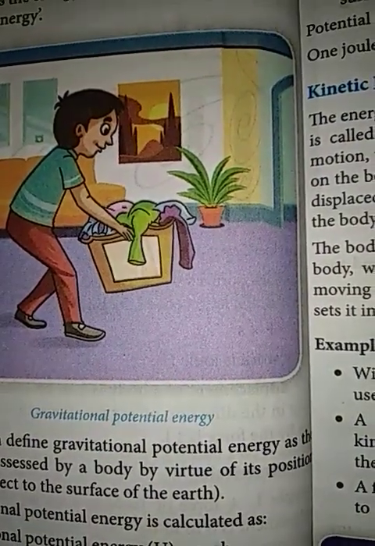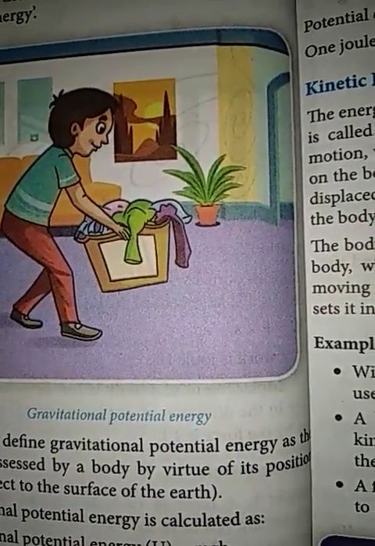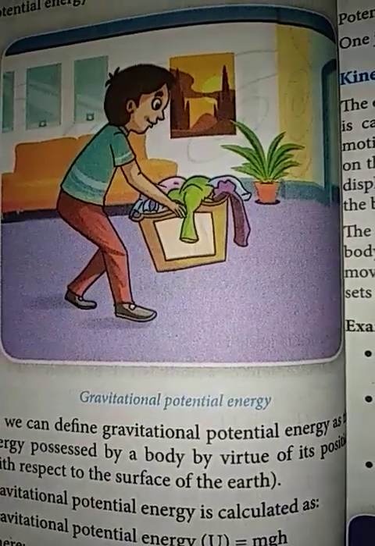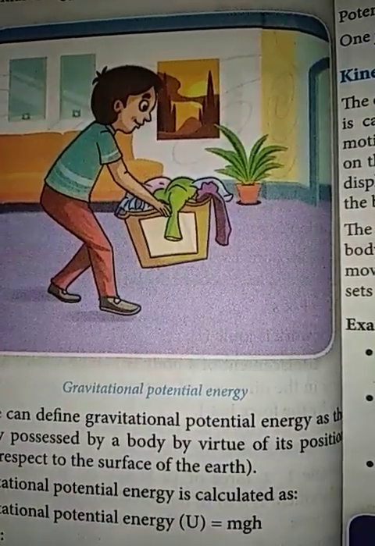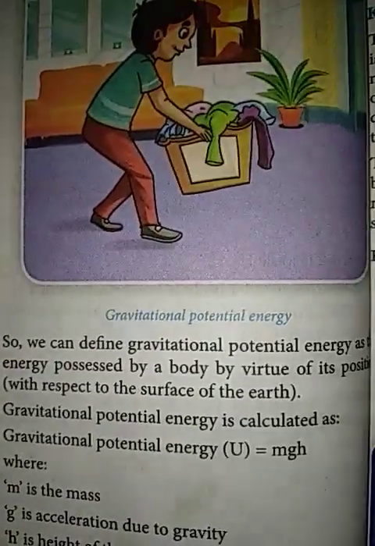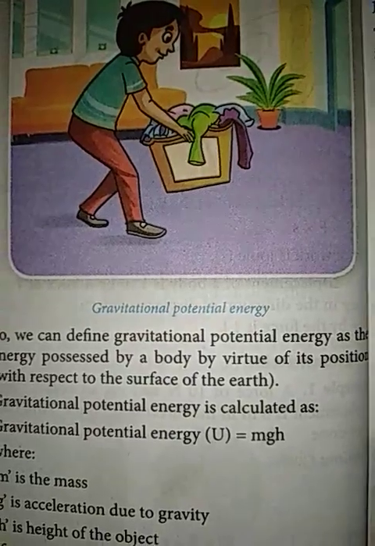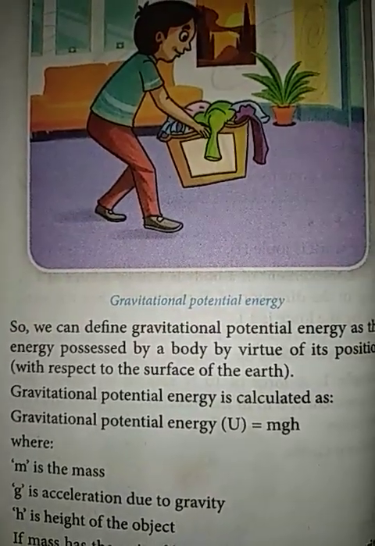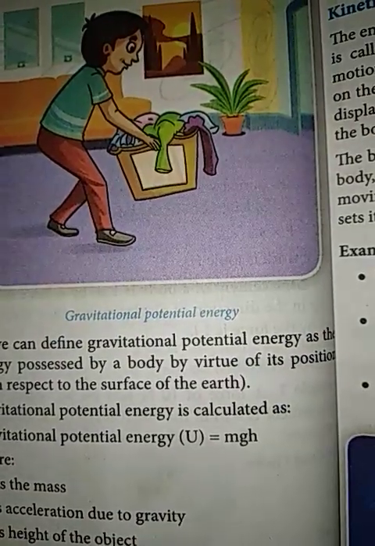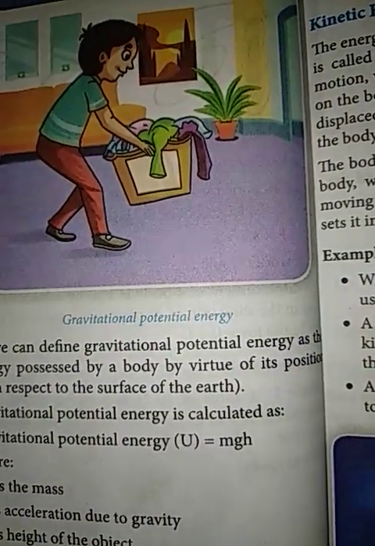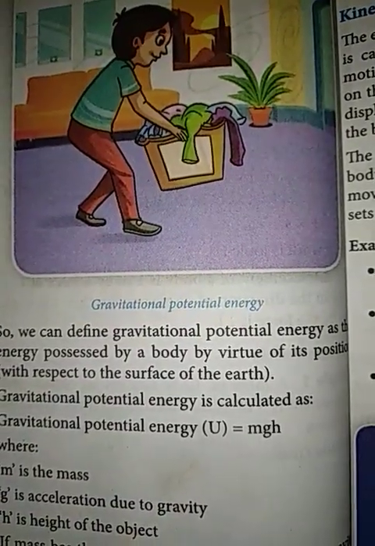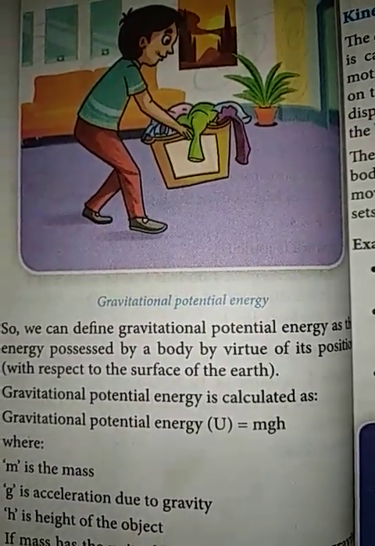When we do work in hand, this work is possessed by the body as the energy which is known as the gravitational potential energy. So now let us define gravitational potential energy. We define gravitational potential energy as the energy possessed by a body by virtue of its position with respect to the surface of earth. It means that when a body is kept at a certain height, the body possesses gravitational potential energy.